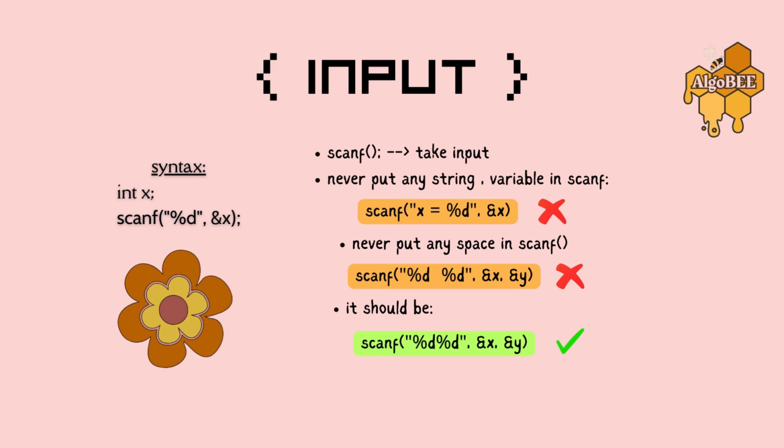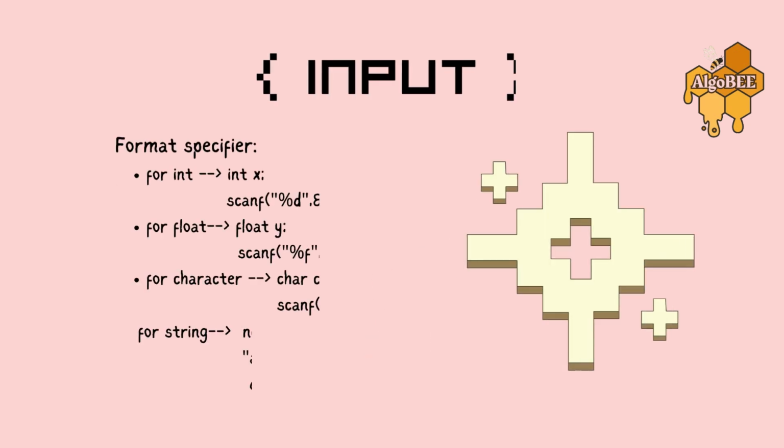Never put any string or variable in the scanf function because this function never prints any string. It only takes inputs from the user. Never put any space in the quotation when you place the format specifiers. Here are some examples. Go through this. For string input and output, we need to know the array. We will learn string in the next tutorial.